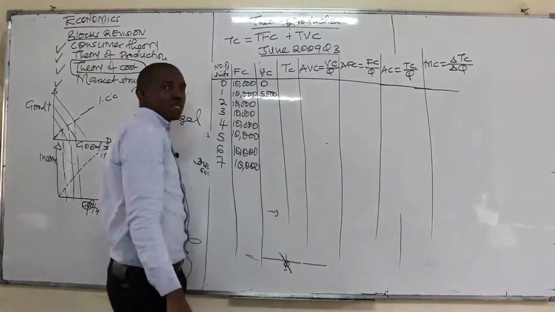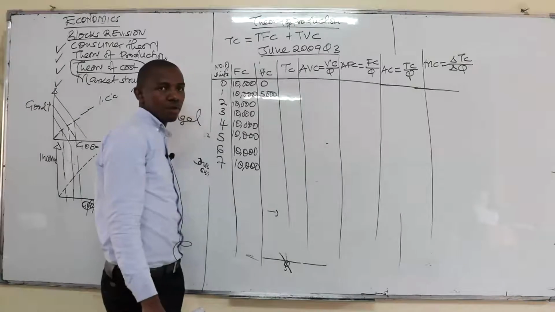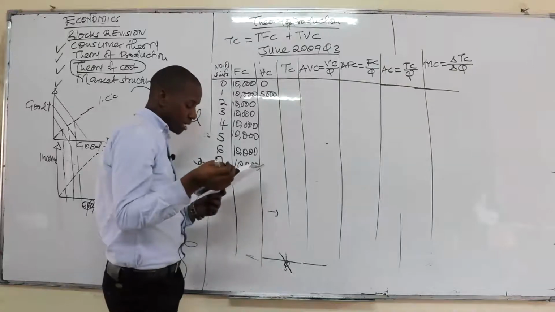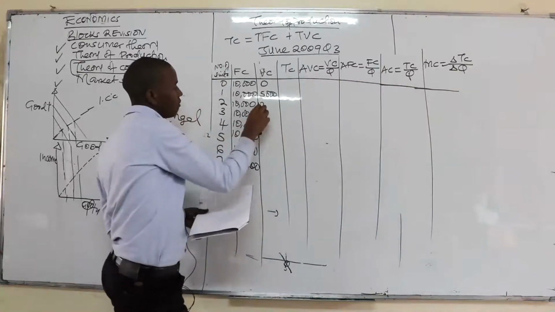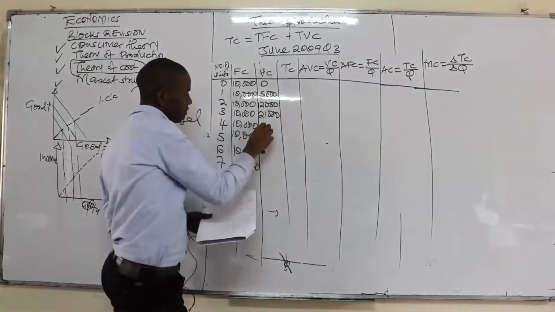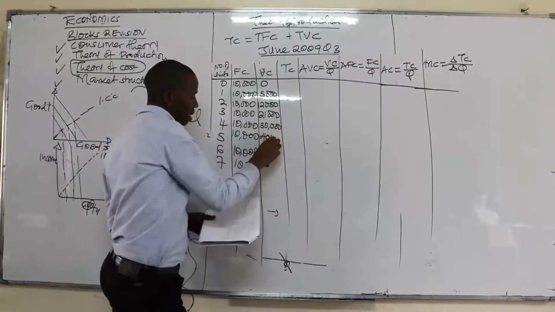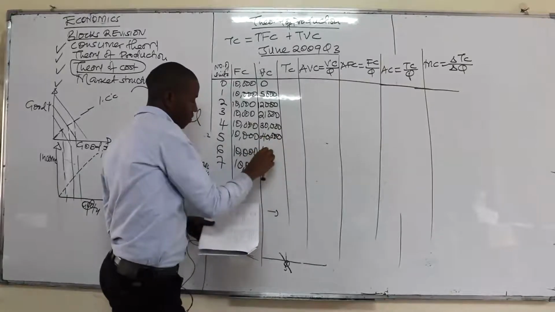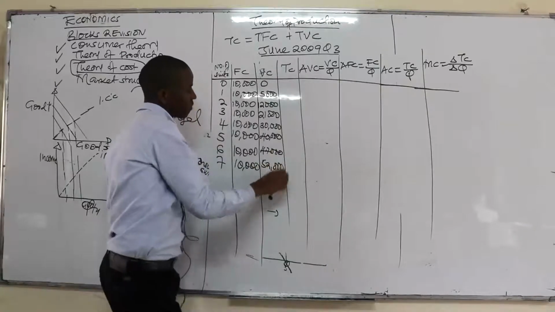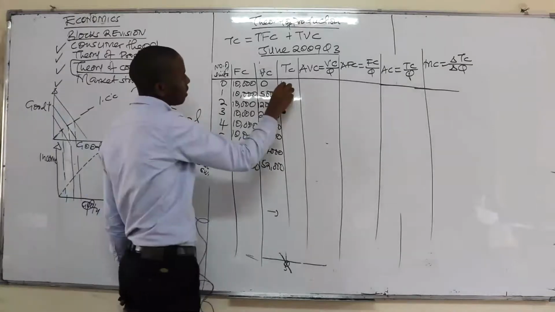Remember, fixed cost is that cost that does not vary with the level of activity. But the variable cost has to vary with the level of activity. In this case, we have 12,000, 21,000, 30,000, 40,000, 47,000, and 52,000.